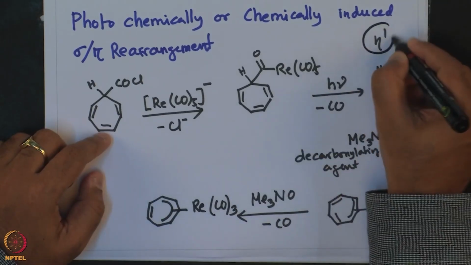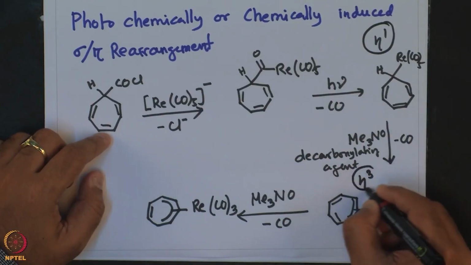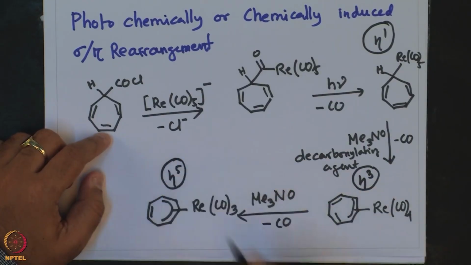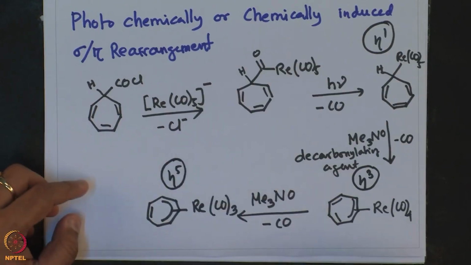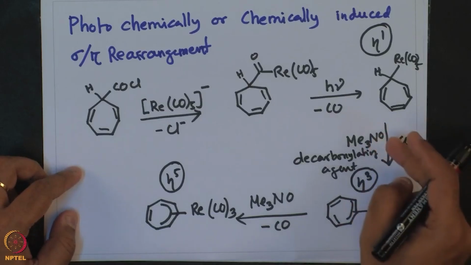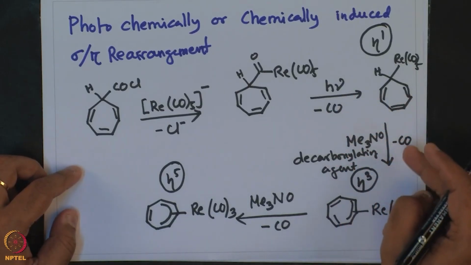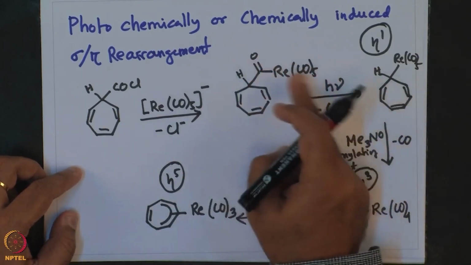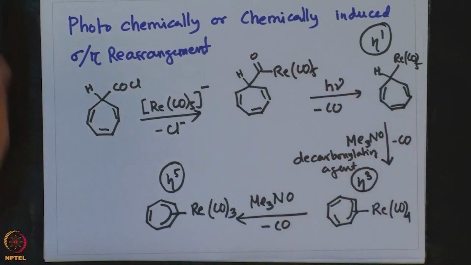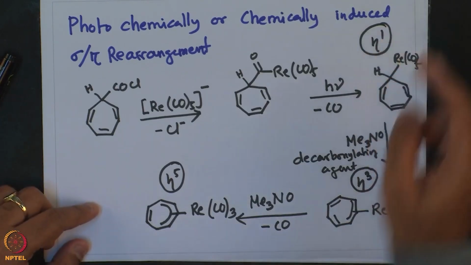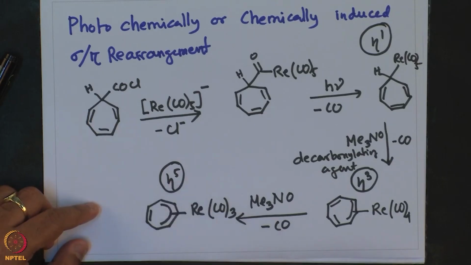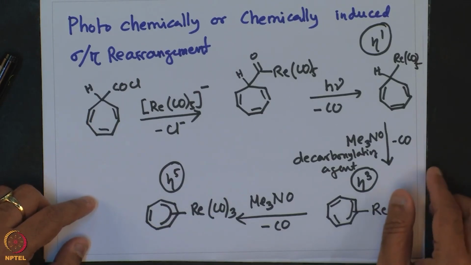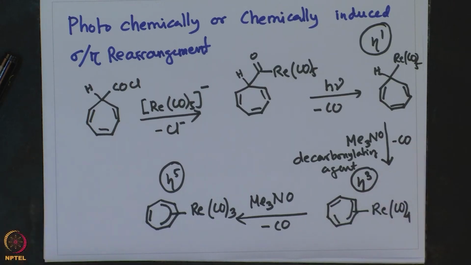So, this is eta 1 bound becoming eta 3 bound and finally becoming eta 5 bound system, and this is promoted by chemical initiation by providing Me3NO, which sort of decarbonylates CO, making it carbon dioxide CO2, as well as partly by light, the first migratory insertion or loss of CO happens in presence of the light. So, this is photochemically as well as chemically induced sigma pi rearrangement, where the sigma bonded eta 1 binding gets converted to pi type eta 5 bound C7H7 ligand to the rhenium. So, this is a very nice example whereby this C7H7 complex was prepared.